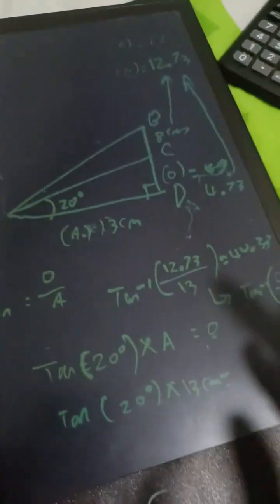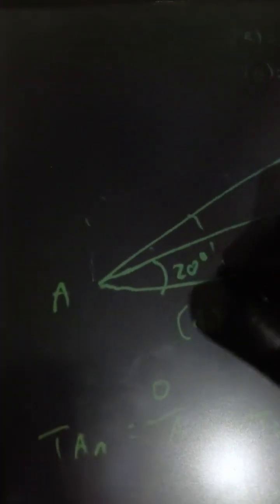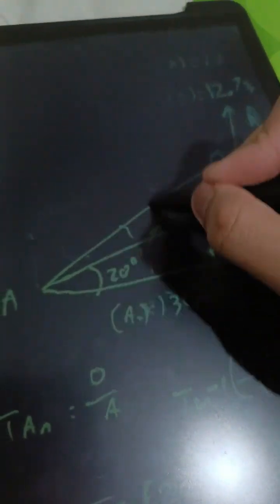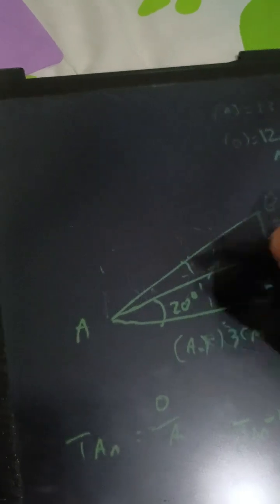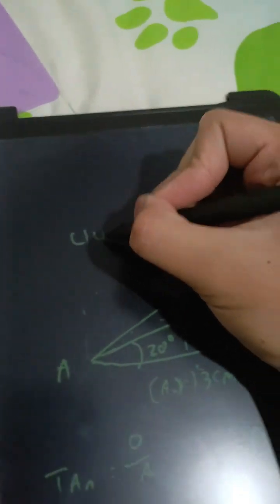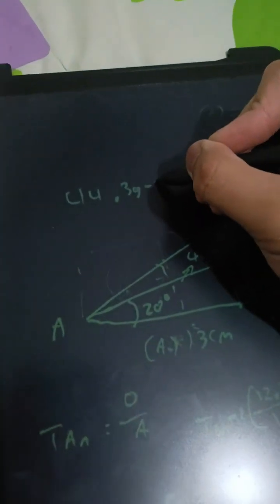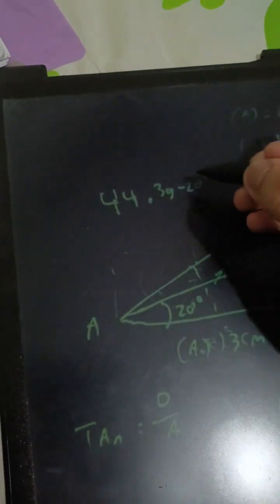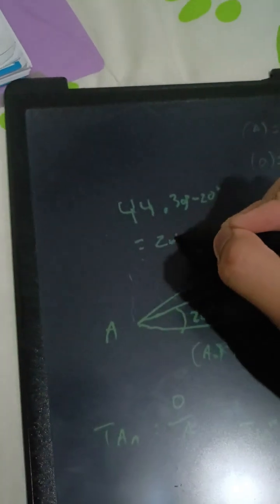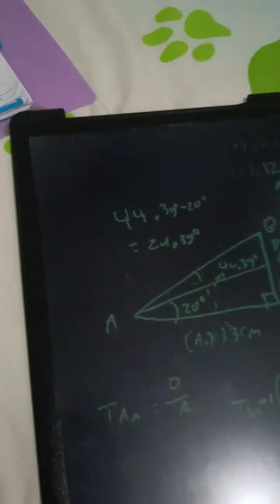Hooray! We found all of it! No, we don't. 44.39 degrees is this whole thing, right? This whole thing, like this and this, and this 20. So what do we do? Subtract it. Which is equal to 24.39 degrees. And that's how you do your basic sin cos.